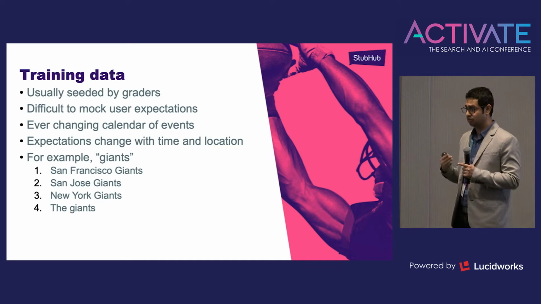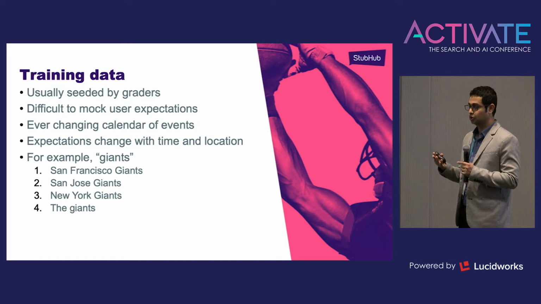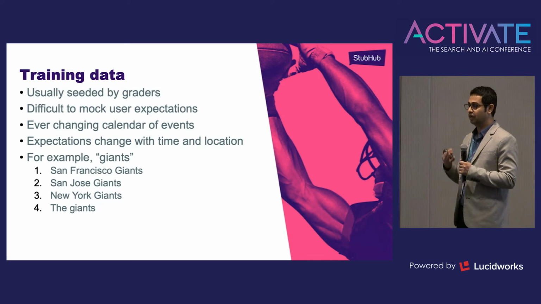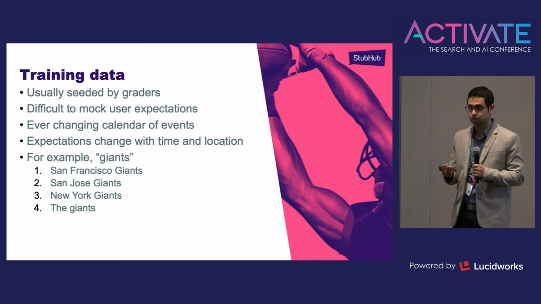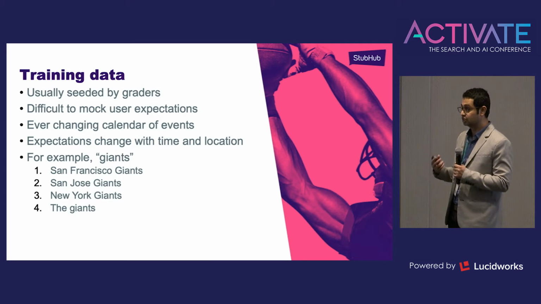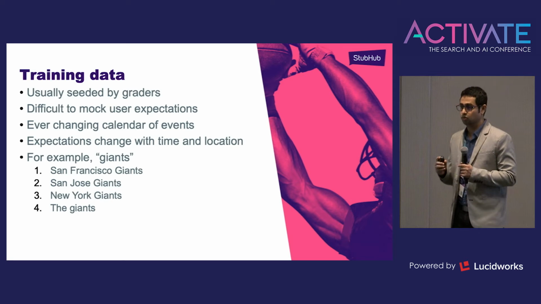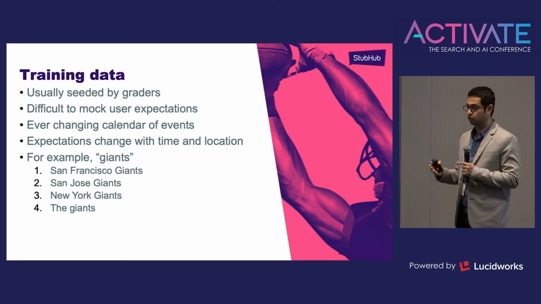Then we have concerts and theater, right? So if we need graders, we need to sample graders equally from all these sections, and also depending on the location. For example, Giants might mean different things in New York, in the UK, and in San Francisco. So that is a problem. We need good data for that, which is challenging to get from the graders too. It is also difficult to mock user expectation, because with time the demand for different entities changes. With the season, the demand for different performers changes.